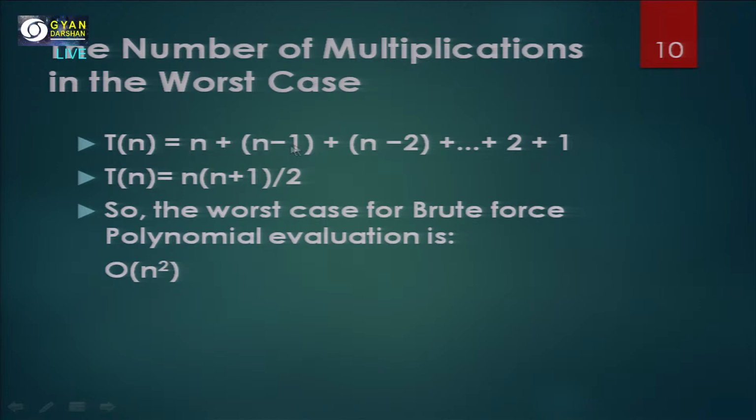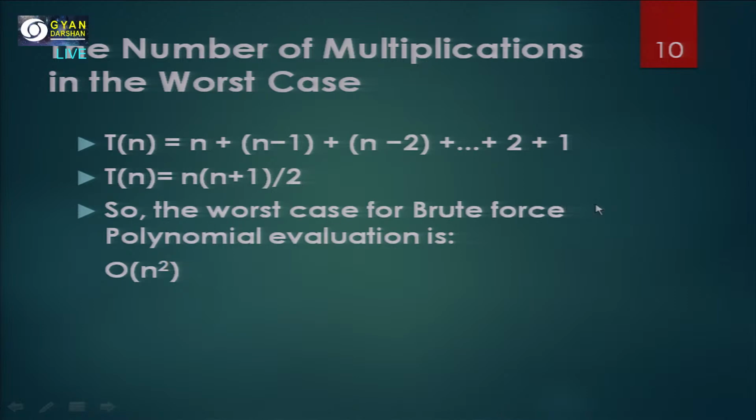Now, can you notice this is typically an AP with a difference of minus 1? If you know AP, arithmetic progressions, this basically represents an arithmetic progression. And what is the sum of an arithmetic progression where you have n terms? It is n into n plus 1 by 2. So this is precisely what you are going to get, n into n plus 1 by 2.